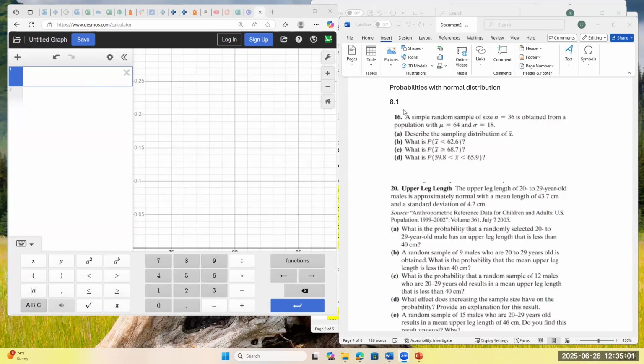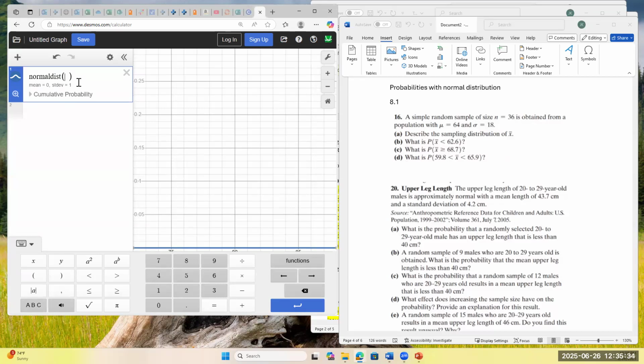This is from section 8.1. So we have a simple random sample of size 36. We have a population that has a mean of 64 and standard deviation of 18. So in order to answer this question, we're going to use our friend, the normal distribution. So we can go ahead and type in normal distribution. And we're given a mean and a standard deviation, so we're not going to use the default of a mean of 0 and a standard deviation of 1. We're going to adjust the mean and the standard deviation.